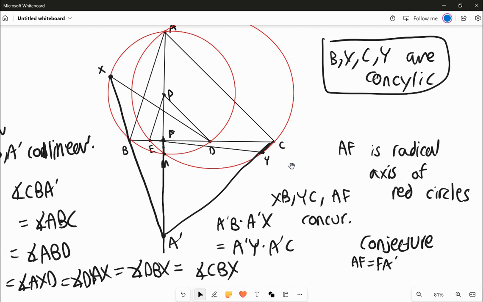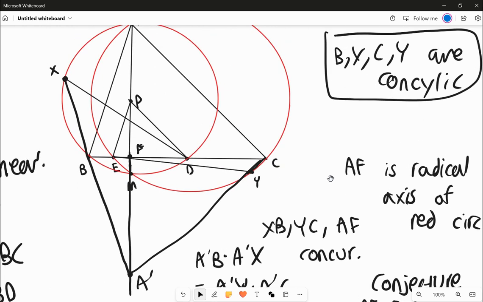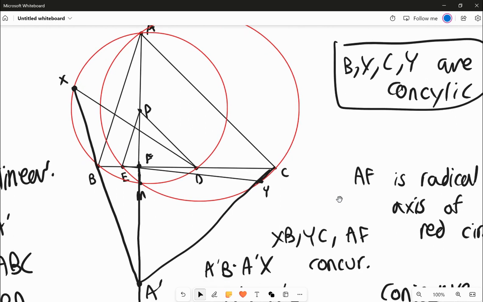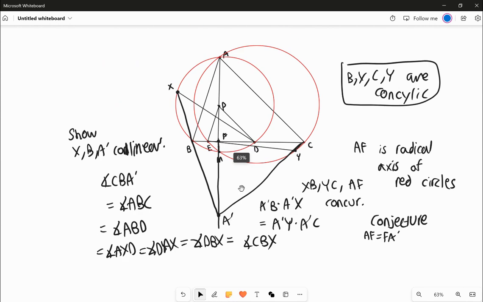So the main technique we use to solve this problem is radical axes and the radical center lemma, which states that if the common radical axes intersect at one point, then these points are cyclic. And we use that to our advantage, and in the end we notice that they intersect at the reflection of A across BC, which ends up killing the problem.